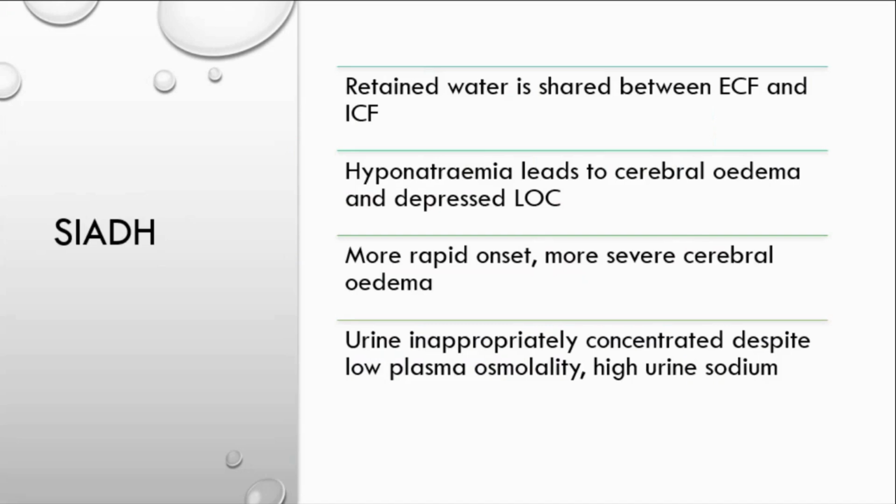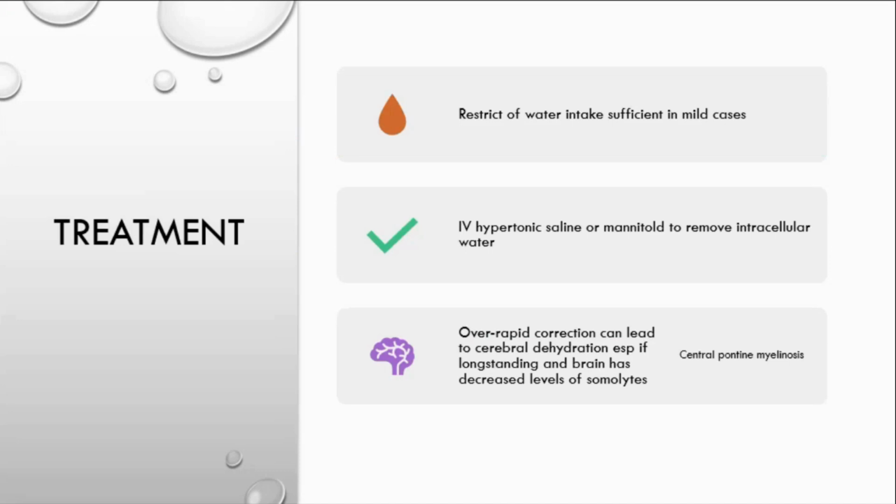So the retained water in this is shared between the ECF and the ICF. So the hyponatremia can lead to cerebral edema and decreased level of consciousness. And the more rapid the onset, the more severe the cerebral edema. And the urine will be inappropriately concentrated despite the low plasma osmolality and the high urinary sodium. So yeah, because of this inappropriate release of ADH.